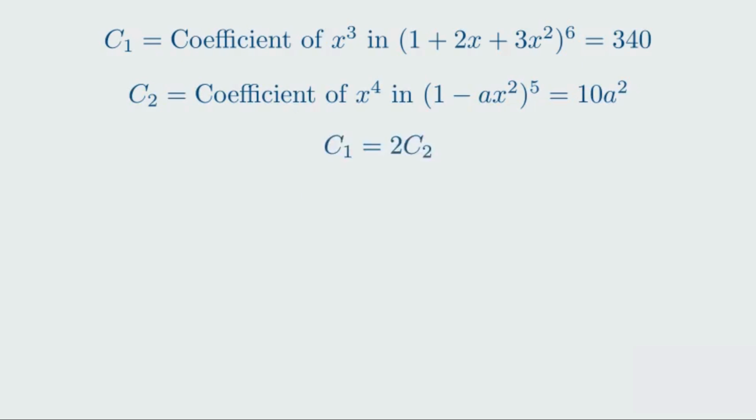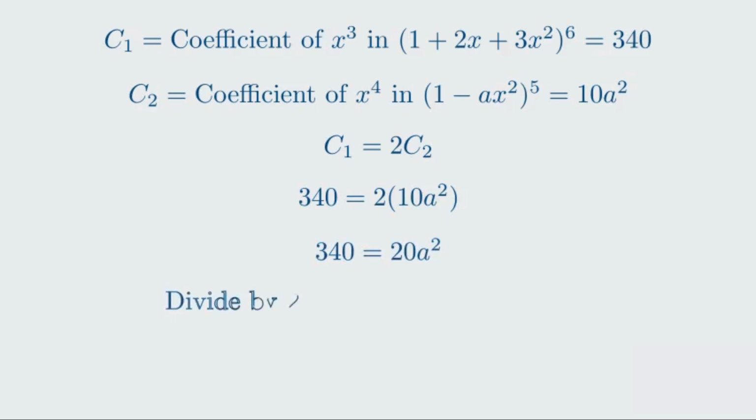Substituting the values we found, we get 340 equals 2 times 10a squared. Simplifying the right side, we have 340 equals 20a squared. Now we just need to solve for a. First, we can divide both sides by 20. 340 divided by 20 is 17, so 17 equals a squared.